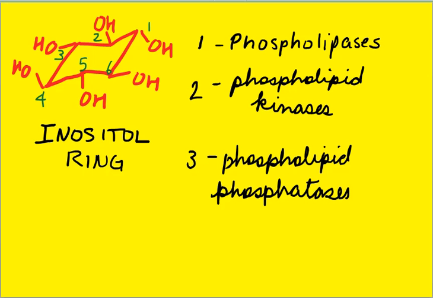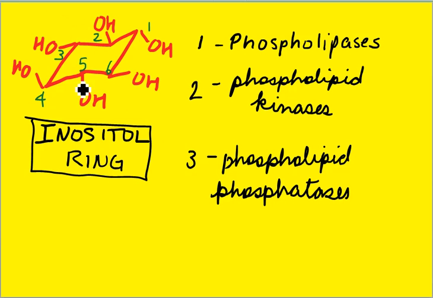Everyone, welcome back. Before we get into the lipid-derived second messengers in detail, I think we should at this point clarify what our inositol ring looks like. So here's the structure of an inositol ring. It's basically a cyclohexane with hydroxyl groups on each carbon.